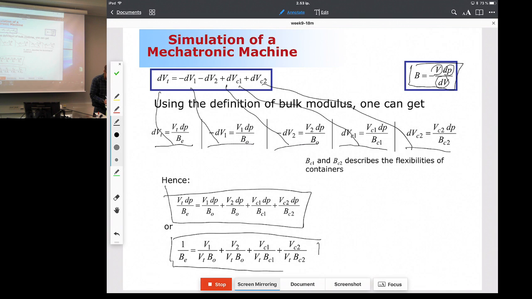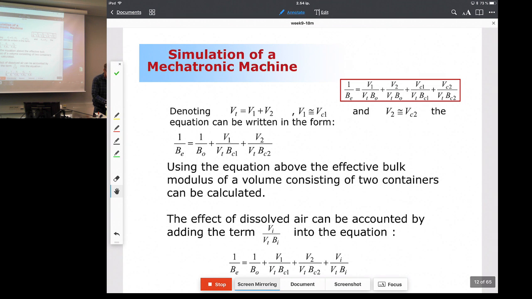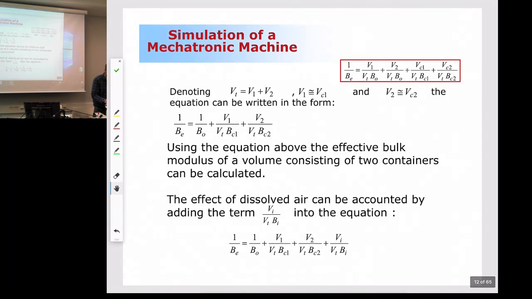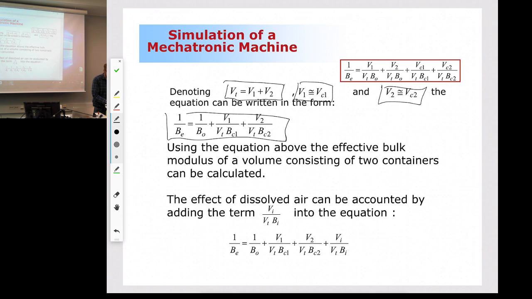This equation is the effective bulk modulus, and it accounts for the flexibility of the container and the flexibility of the two fluids. I can even introduce a little bit of simplification here, with the assumption that the total volume is fluid number 1 plus fluid number 2, and that the total size is almost the same as the container size. In both cases, I can write my effective bulk modulus as shown here.